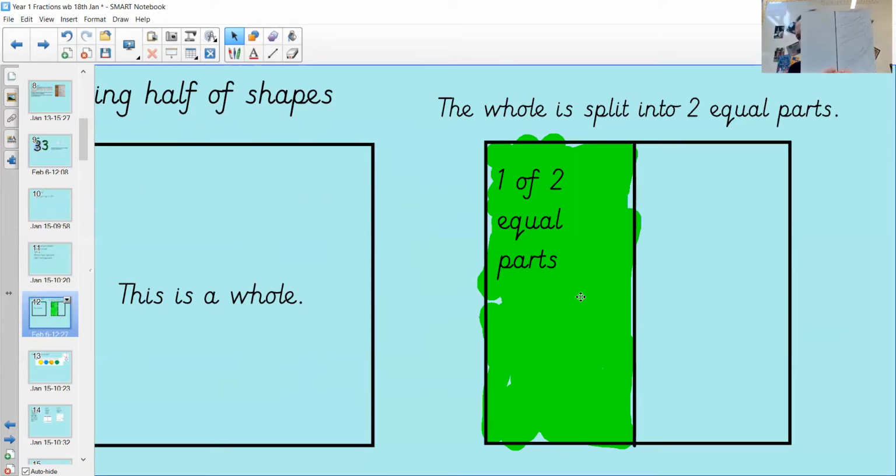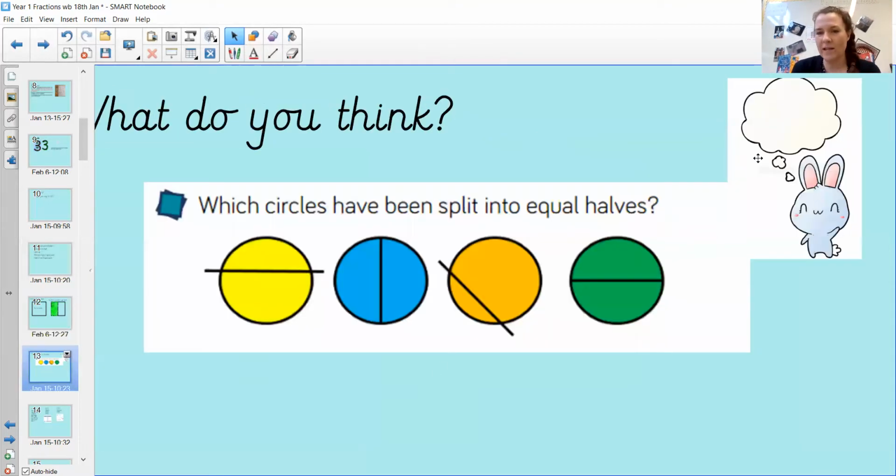Okay, so I'm going to give you some time now with your square. Can you colour in half of your square? Can you colour in one of 2 equal parts? Pause me and have a go at doing that. Colour in one of 2 equal parts, just like I've done. Okay, well, hopefully you coloured in your square beautifully. It's one of 2 equal parts, half. So it should look something like mine. Hopefully you used lovely, bright, colourful colours.